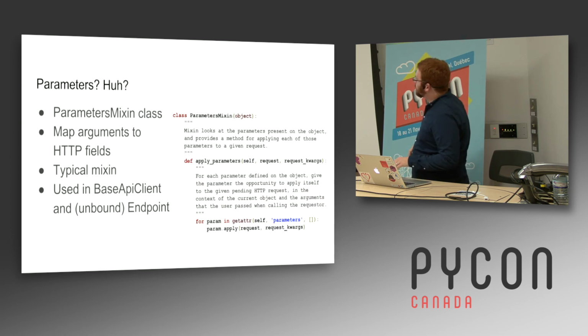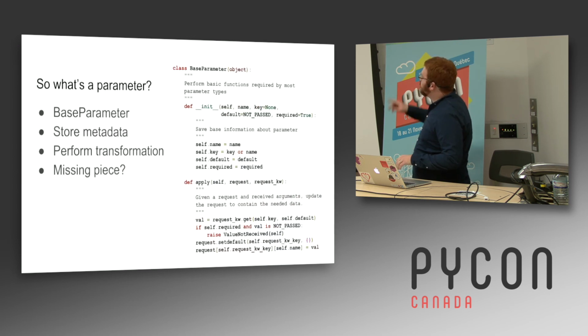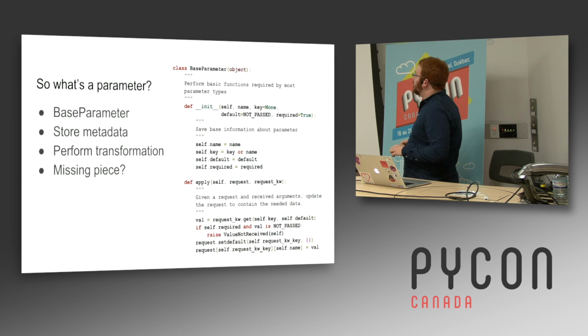And this is what a parameter looks like. The base parameter does not have any data itself that's defined on the class, but has a little bit of behavior. We can define a name, default value, whether it's required or not, and then it has this apply method that, when it's passed a given set of request parameters, can transform them into the format that's needed in order to send them out over the wire. You might notice there's a missing piece here. Down at the bottom, this self.request keyword key. We don't have a self.request keyword key here. That's actually on the next page.